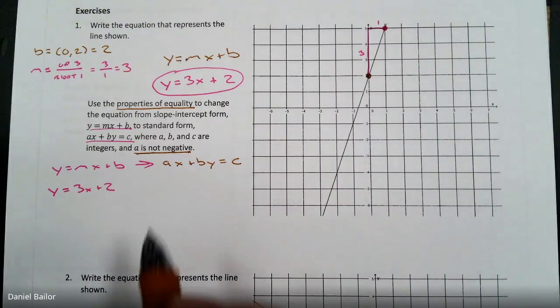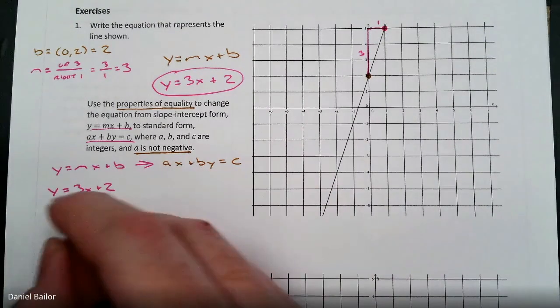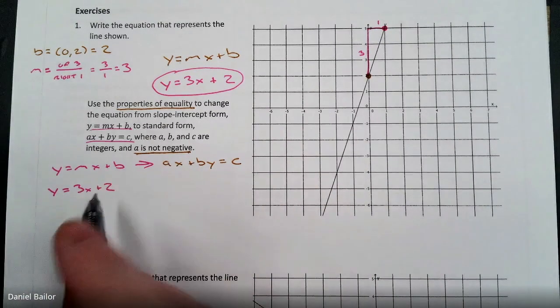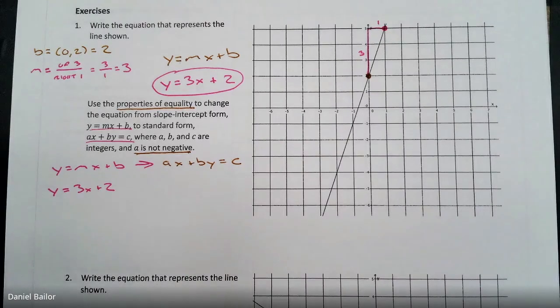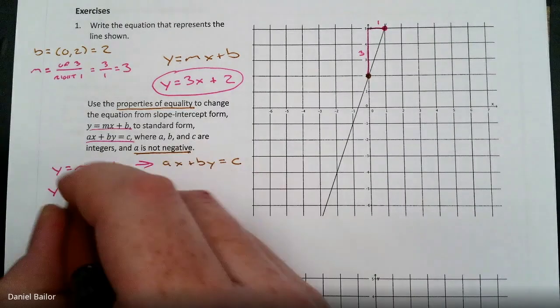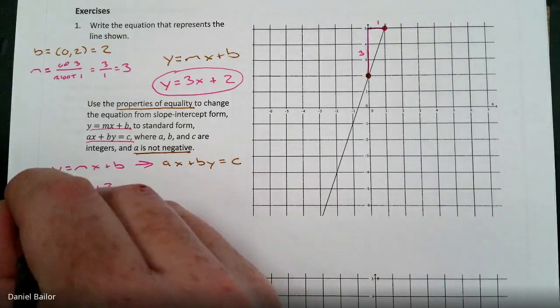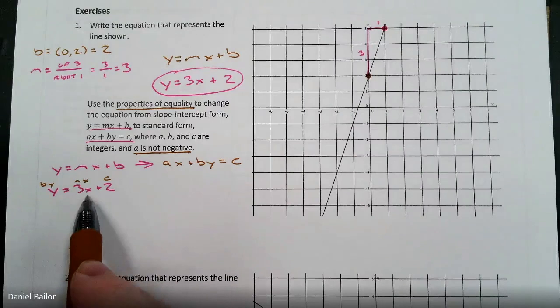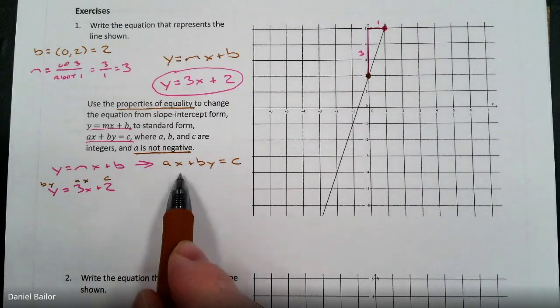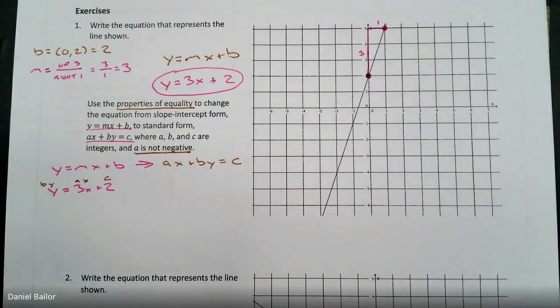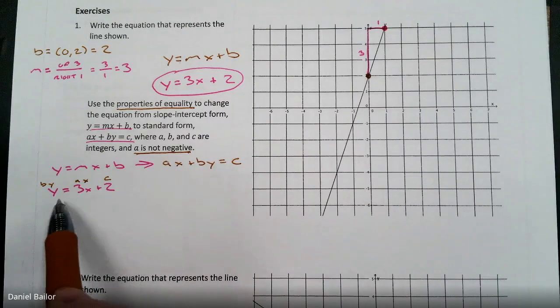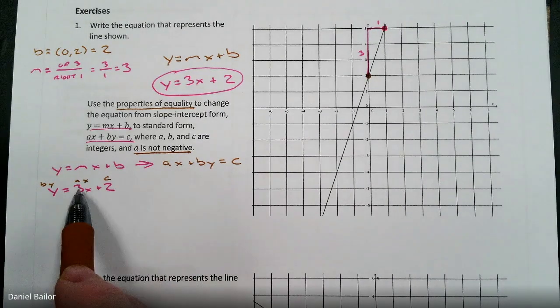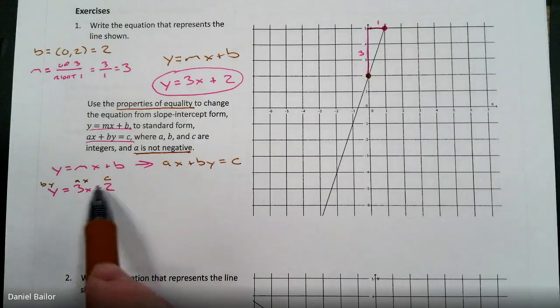And we're going to use our properties of equality. Well, first, let's label everything a little bit right here. We have ax, we have by, and we have c. Ax, by, and c to match the standard form. This is slope-intercept to match it. We know this is ax, this is by, this is c.